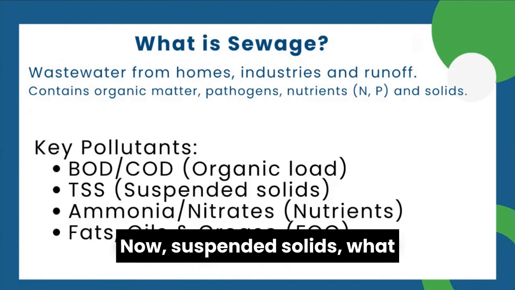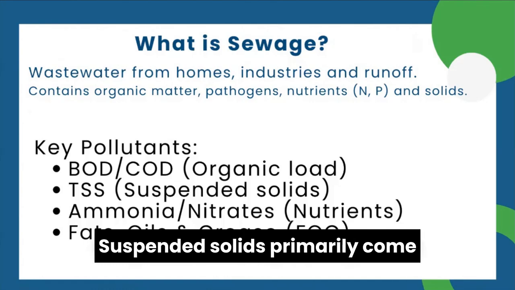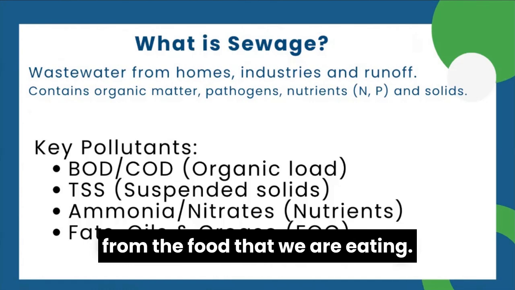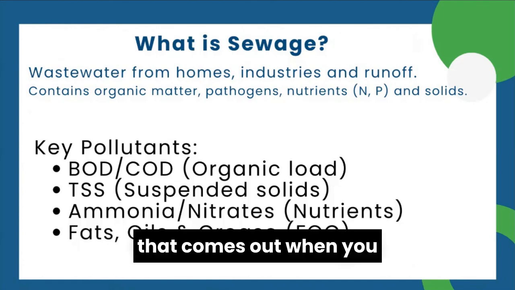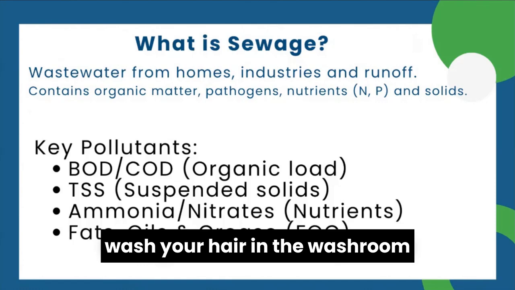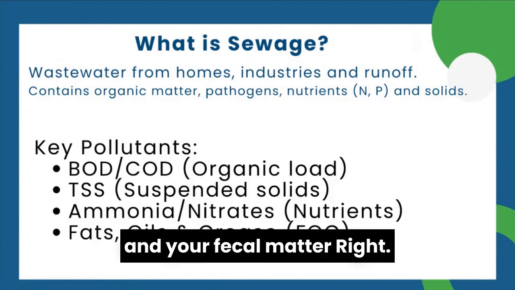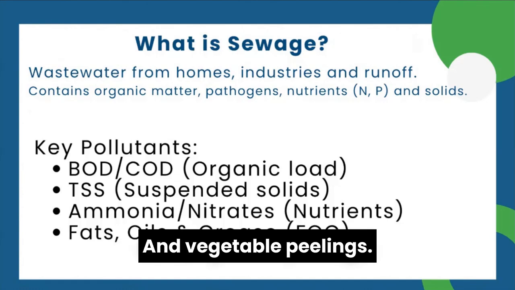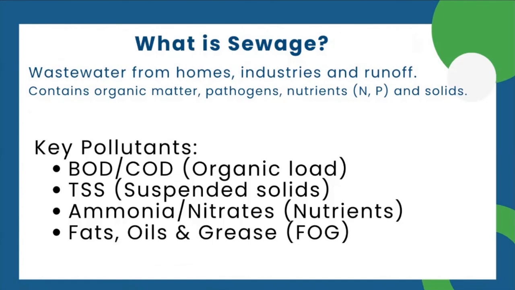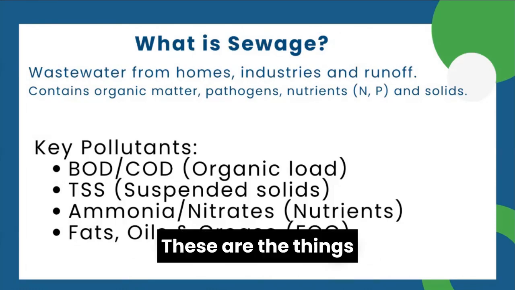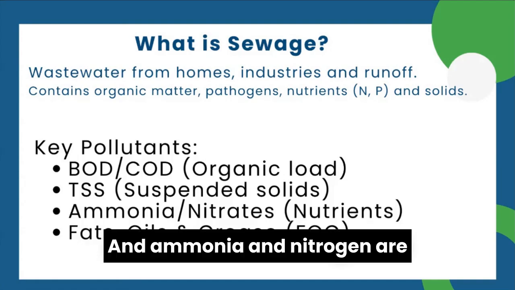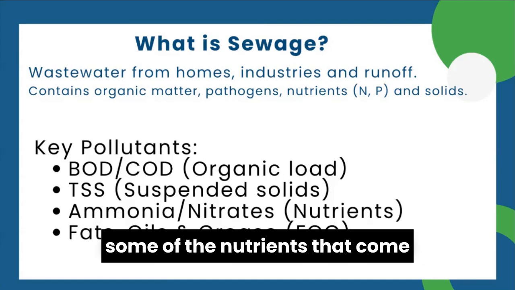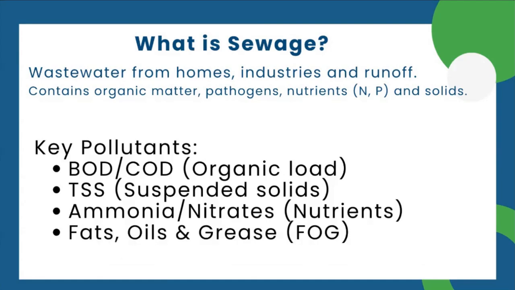Now, suspended solids. What are these suspended solids? Suspended solids primarily come from the food that we are eating, and also sometimes the hair that comes out when you wash your hair in the washroom, and your fecal matter, right? And vegetable peelings. These are the things that come out as suspended solids. And ammonia and nitrogen are some of the nutrients that come from our stomach itself.